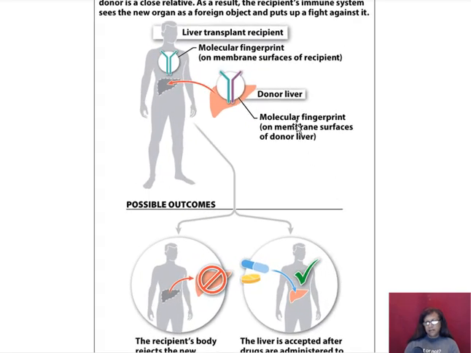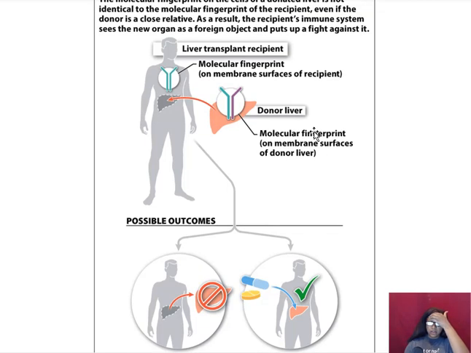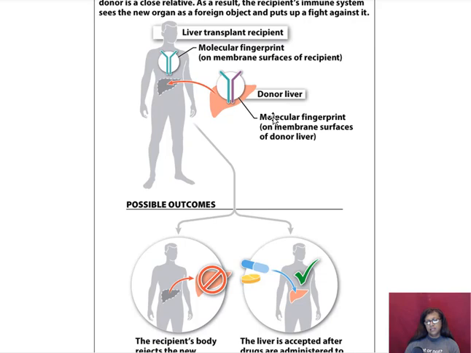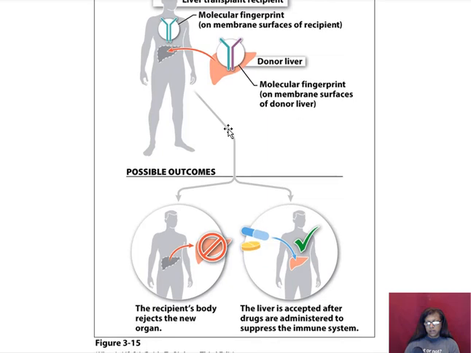That's because here we're looking at the donor liver, right? And it has the molecular fingerprint of the person that it came from, the donor. And here we have the actual person who's going to receive the donor liver, the recipient. They have their own molecular fingerprint, right, on each and every cell surface that they have. And so when you put this donor liver with this molecular fingerprint into someone, and it is not a match, it is a different look, you have one of two possible outcomes.